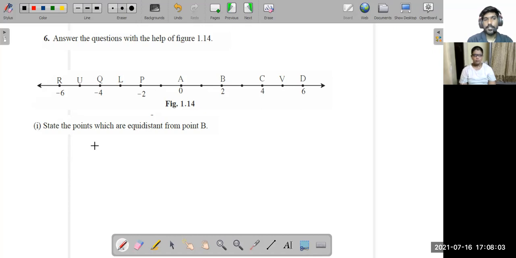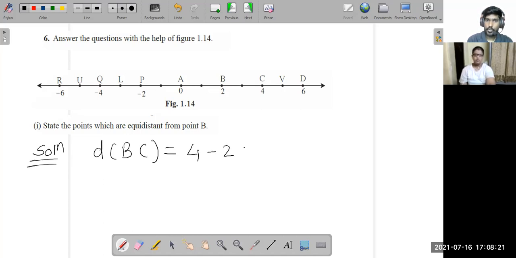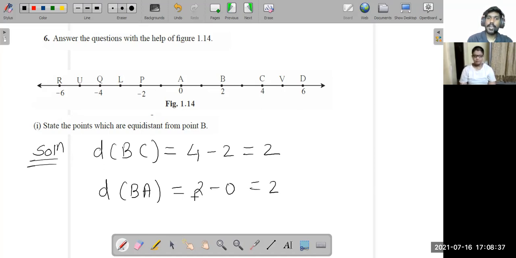Okay, we will find the distance and do it. So let's see first the distance between B and C. Can you tell me what will be the distance between B and C? How to do the subtraction? 4 minus 2. Correct. 4 minus 2, that is 2. Okay. Distance between B and A. What will this be? 2 minus 0, which is 2. So is A and C equidistant from point B?